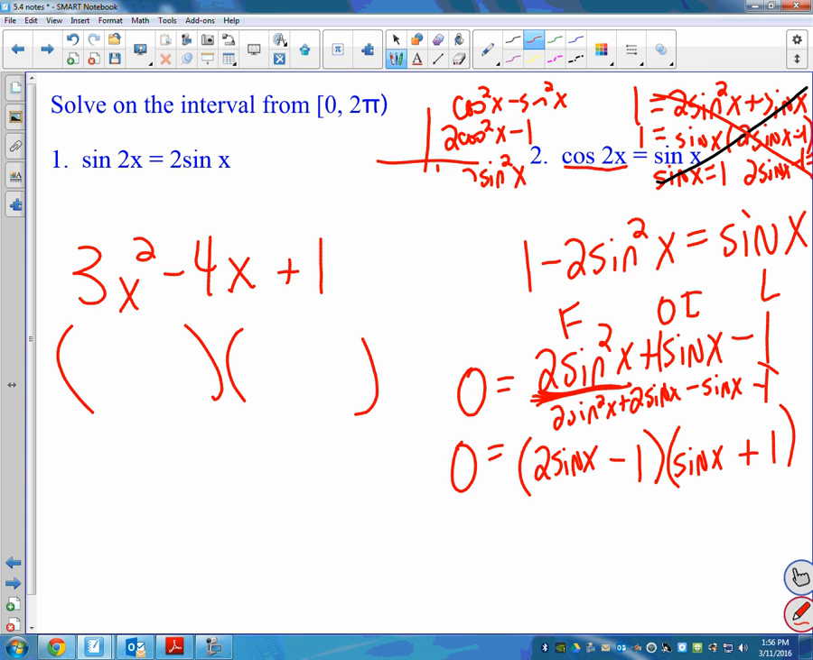Here's the prime number. What's the one together? 3. 3x and x, right? It doesn't have to be, but it's much harder. Much harder if this was a 12, because what are you going to do? Are you going to do 1 and 12? You're going to do 2 and 6, you're going to do 3 and 4, right?